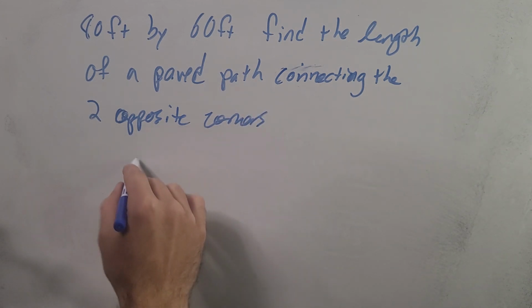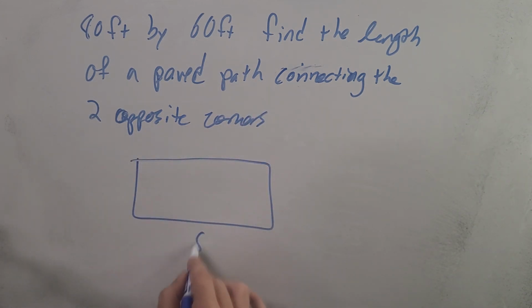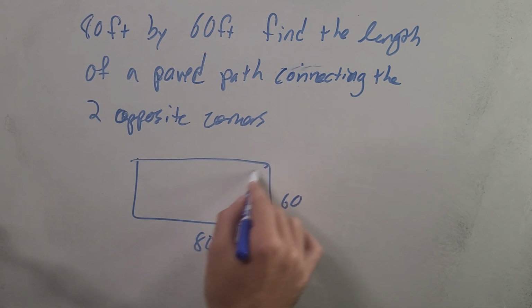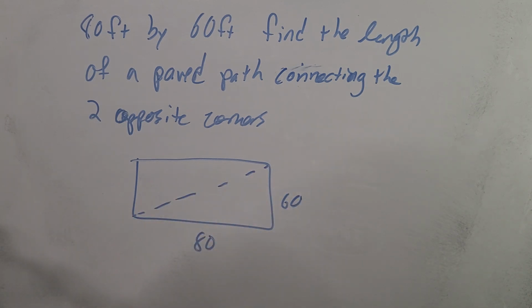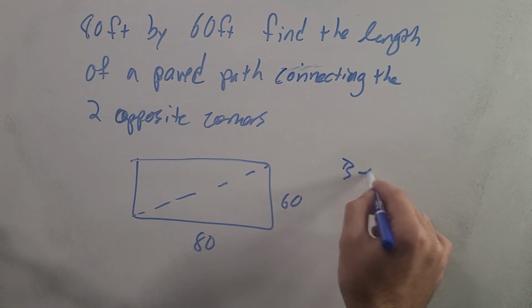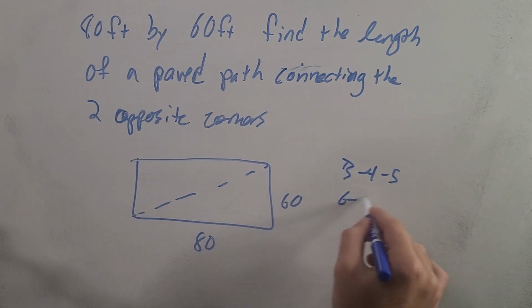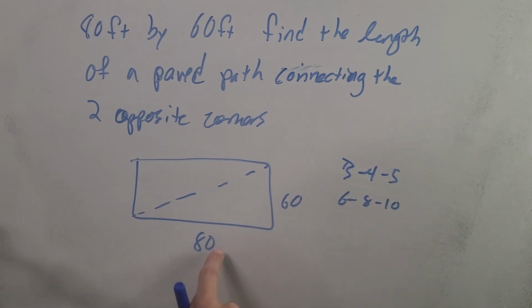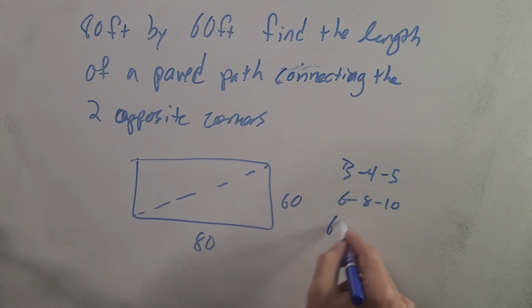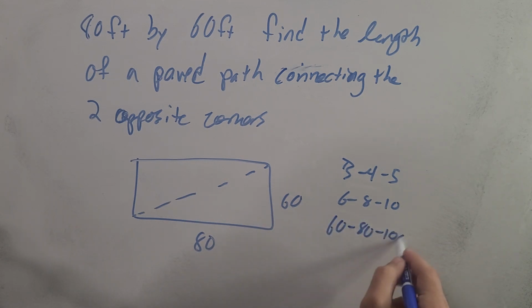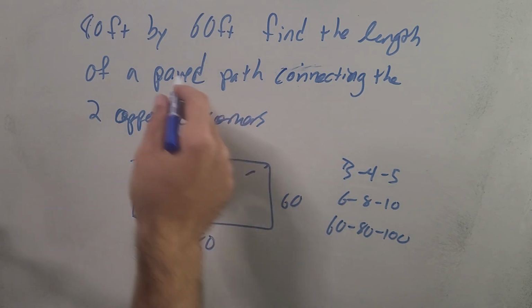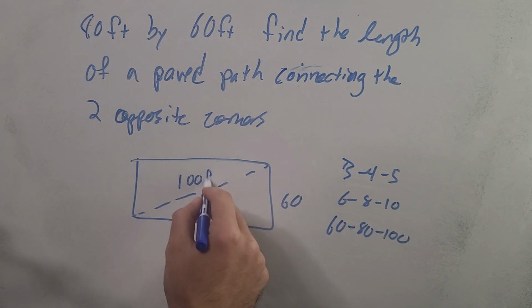Okay, so let's draw a rectangle. We know it's 80 by 60, and we want to connect the two corners. I know that 3, 4, 5 can become 6, 8, 10, and now we just added another digit. So 60, 80, 100. My hypotenuse is 100. All right, so I know that the paved path is 100 feet.